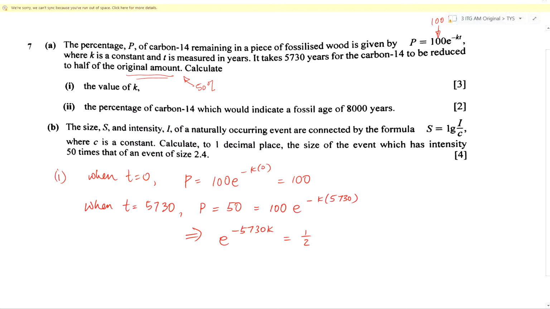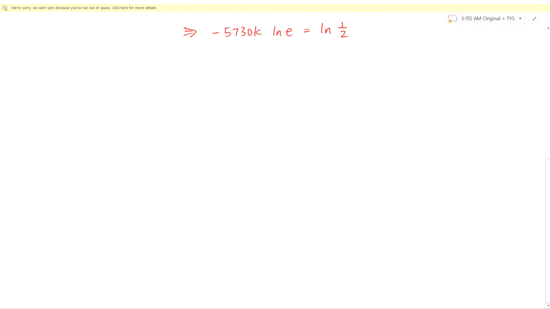So now our objective is to find the value of k, which is in the power, and since the base is e, we would want to take ln of both sides. So taking ln of both sides and bringing the power down, we get negative 5730 k ln e, which we know is 1, equals ln of half. So now the value of k is simply ln 0.5 divided by negative 5730. So get your answer in 5SF, then round it off to 3SF. Here we have the value in 5SF, and the 3SF value for k will be 0.000121. This is the first SF, second, and the third.